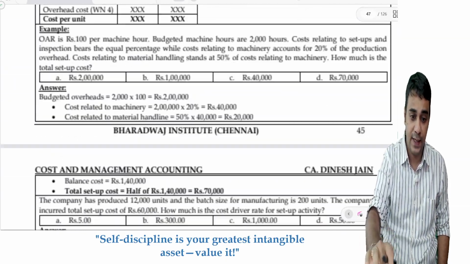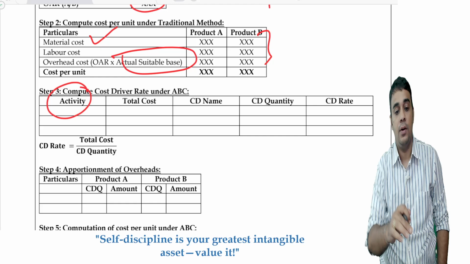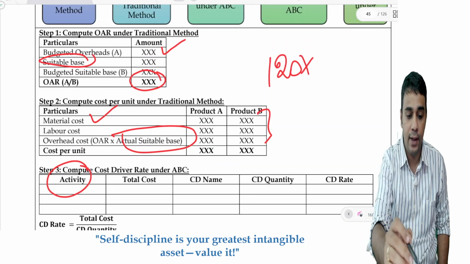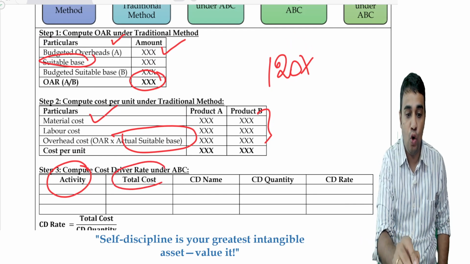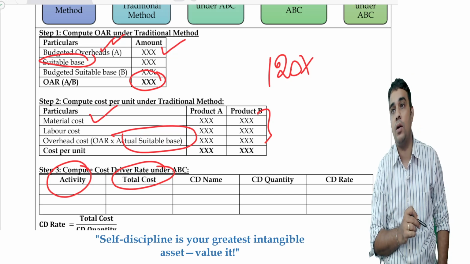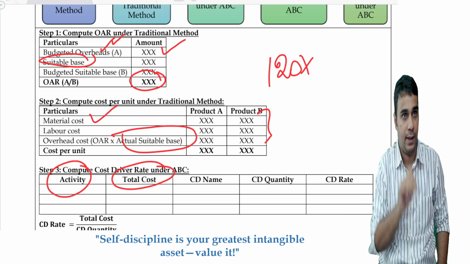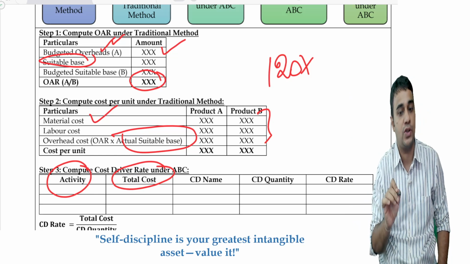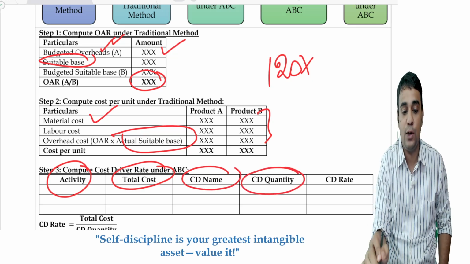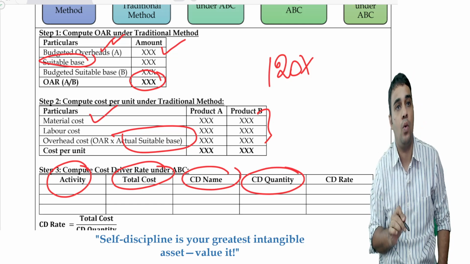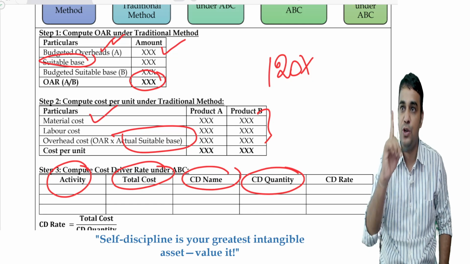So the step says that you find out the activity. Here I'll link it with this. Activity is particulars. Total cost is budgeted overhead. There it is row wise, here it is column wise. Activity particulars, total cost budgeted overheads, suitable base CD name, budgeted suitable base CD quantity, OAR CDR. The only difference is there is only one calculation. You just need to do it once.